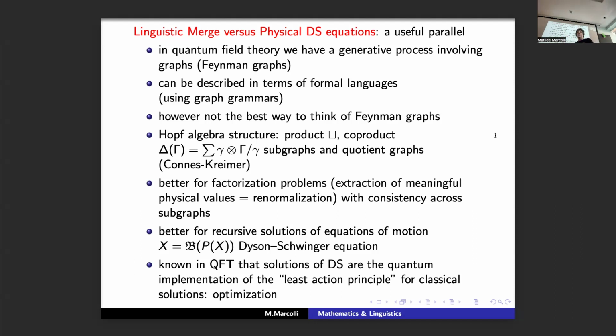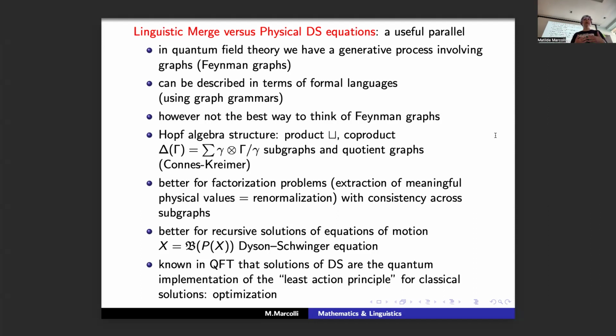But in a sense, one can see that the Hopf algebra description, with respect to the formal language description, is in a sense more useful. And one of the reasons why it is more useful is because it is directly related to this problem of extracting finite values from the divergent integrals.